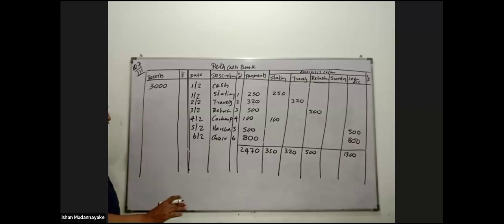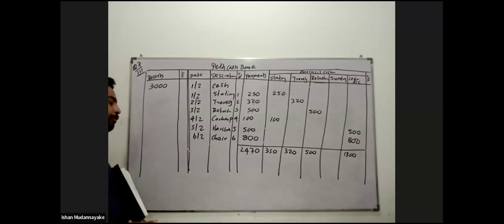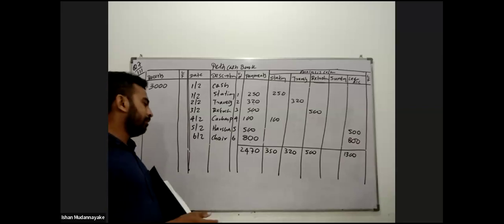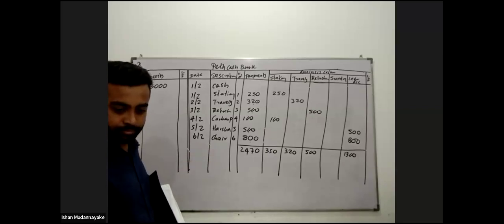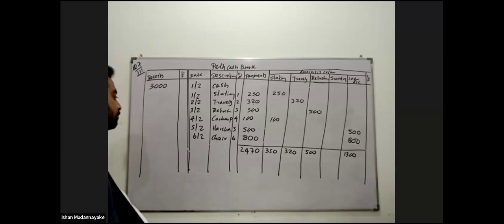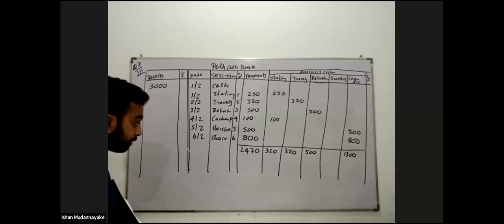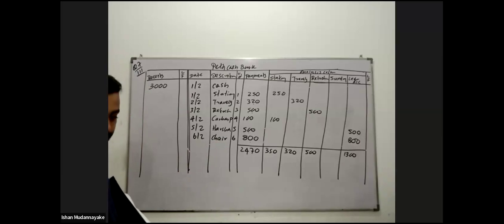Normally the examiner will provide you reimbursement of petty cash at the beginning of the next month. But here, before going to the next month, the main cashier reimburses this amount before completing the month.